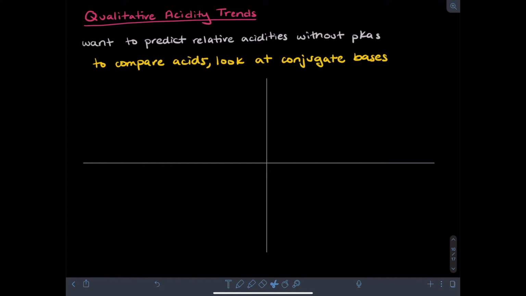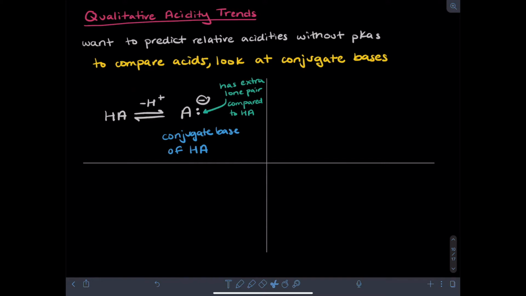In addition to using pKa's to predict reactions, we're also going to want to be able to develop tools to do this qualitatively, or without numbers instead. To figure out how strong an acid is relative to another acid, you're going to look at the conjugate bases. So for a general acid HA, we're going to imagine it losing a proton to form A-, which is the conjugate base of HA. Your conjugate base is always going to have an extra lone pair compared to your HA starting material.